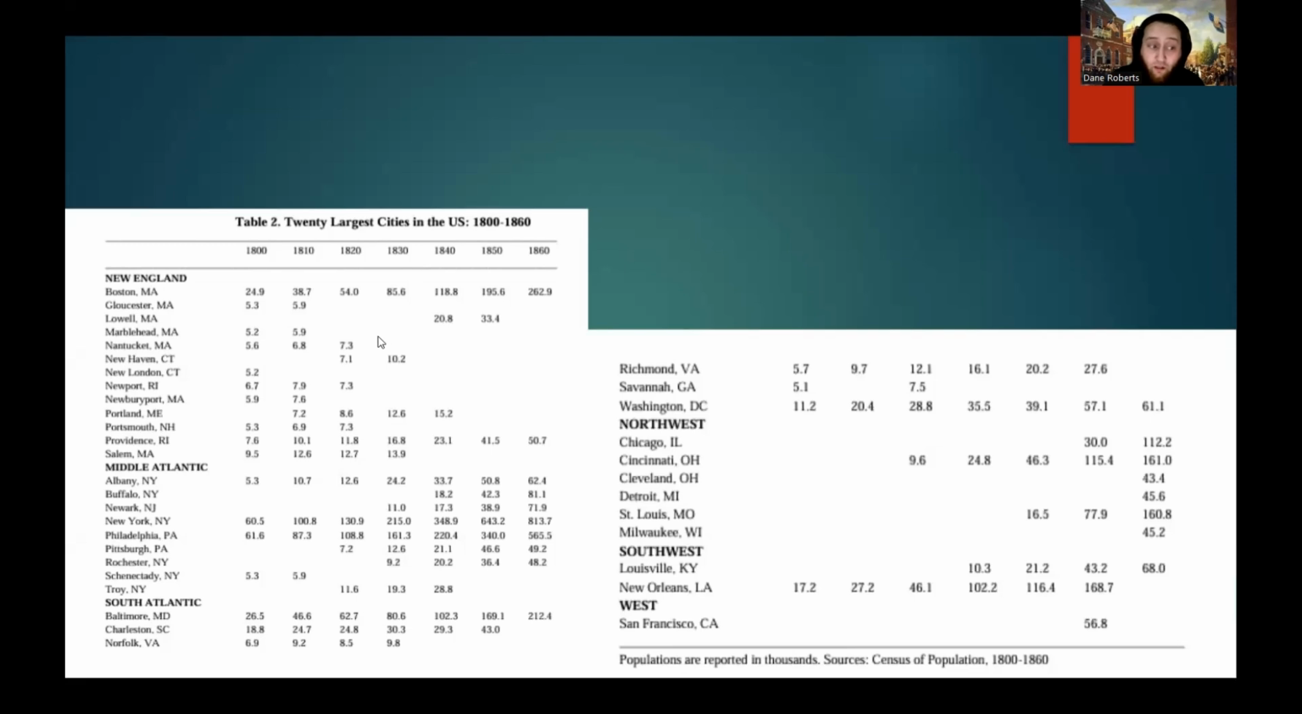with most of the largest cities in the United States being located in New England and the Mid-Atlantic, such as New York and Pennsylvania, and of course, Massachusetts, Connecticut, Rhode Island, etc., in New England. That being said, there were some exceptions to the rule in the South, such as Baltimore, Charleston, Norfolk, Virginia, Richmond, Virginia, Savannah, Georgia, Washington, D.C., etc. But again, as you can see in this table here, most of the large cities, urban centers within the United States during this period of time were located in the North.